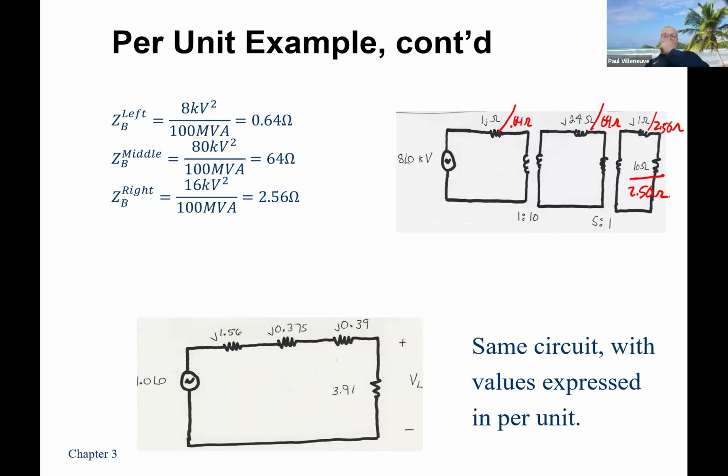So now I redraw my circuit. This is dividing by V base. I divided by the Z base in each region. And now I redraw my diagram without any transformers. So now my system that has two transformers and 3 V bases, I'm going to go ahead and have a very simple calculation with no turns ratio involved, right? I don't even have a transformer there. And all the units are in per unit.